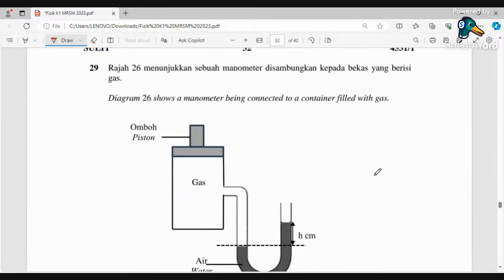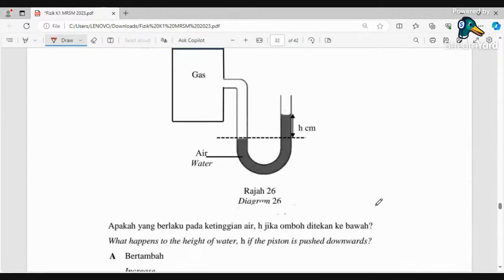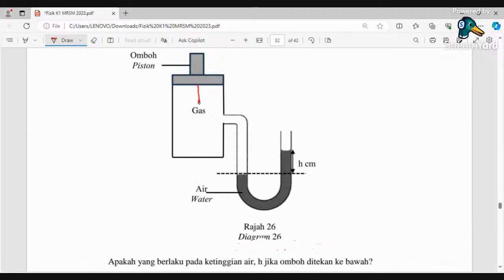(29) Manometer connected to container filled with gas. Piston push downward. Push downward means the volume of gas decrease. Volume decrease means pressure increase. V of gas here increase. So when pressure increase, it will push down this level. When this level is pushed down, this level will be pushed up.